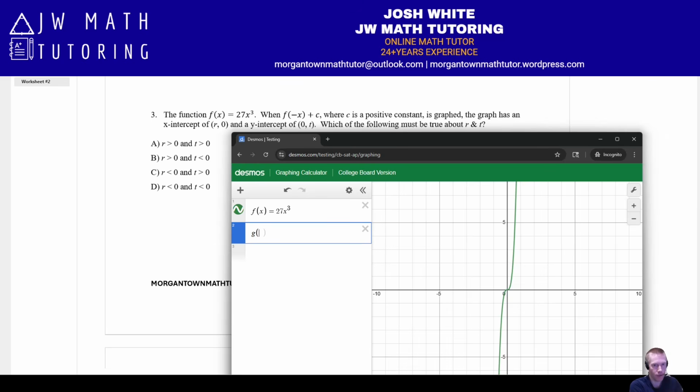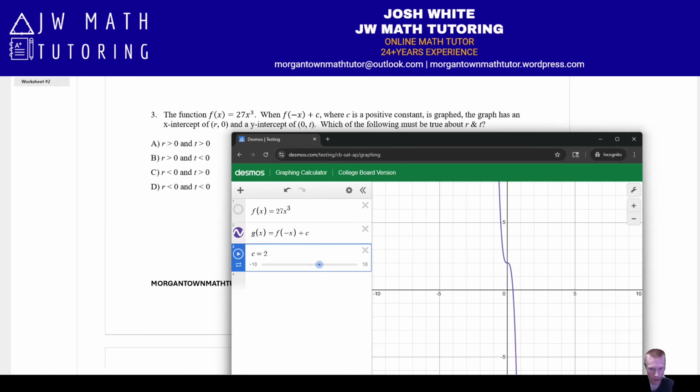Now what we're doing is replacing x with a negative x. So that's going to cause it to flip, essentially a reflection across the y-axis. And we're adding a value to it. And the key is this value is a positive number. So let's just say c is equal to 2. All right. The x and y intercepts of the new graph, so let's take away the old one, we only want the new one, are r comma 0 and 0 comma t. So what's true about r and t? Basically they want to know, are they both positive, both negative, or is it some combination?